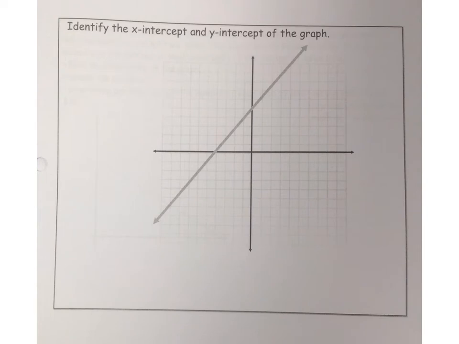So if you have a graph like this, it's even easier. You're just identifying the point where it crosses the y-axis. So the y-intercept for this one's going to be 1, 2, 3, 4, 5. So the y-intercept is 5, and the x-intercept is where it crosses the x-axis. So the x-intercept is going to equal negative 4. So when there's graphs, you're just identifying the points where they cross the axes.